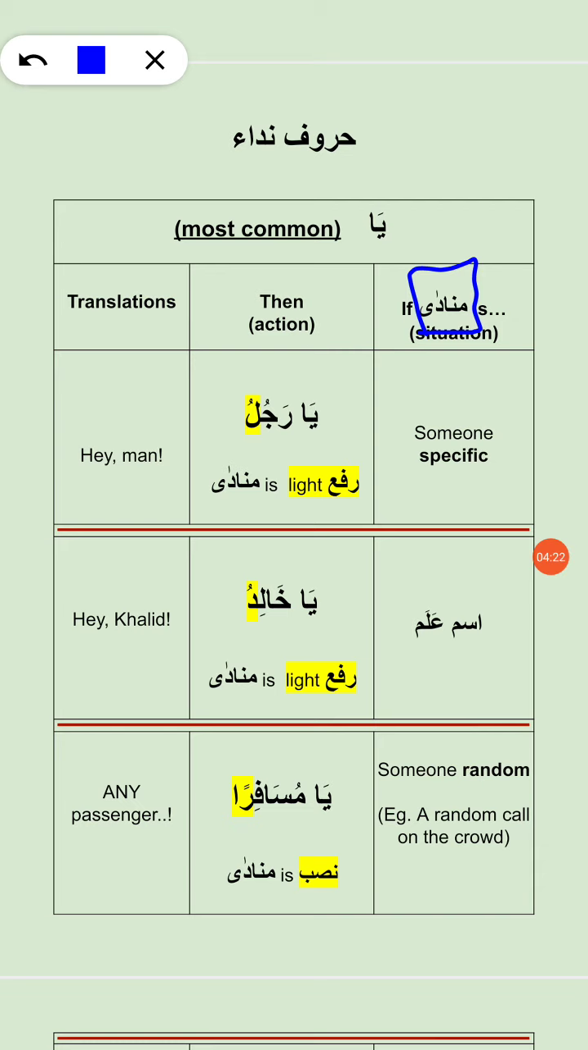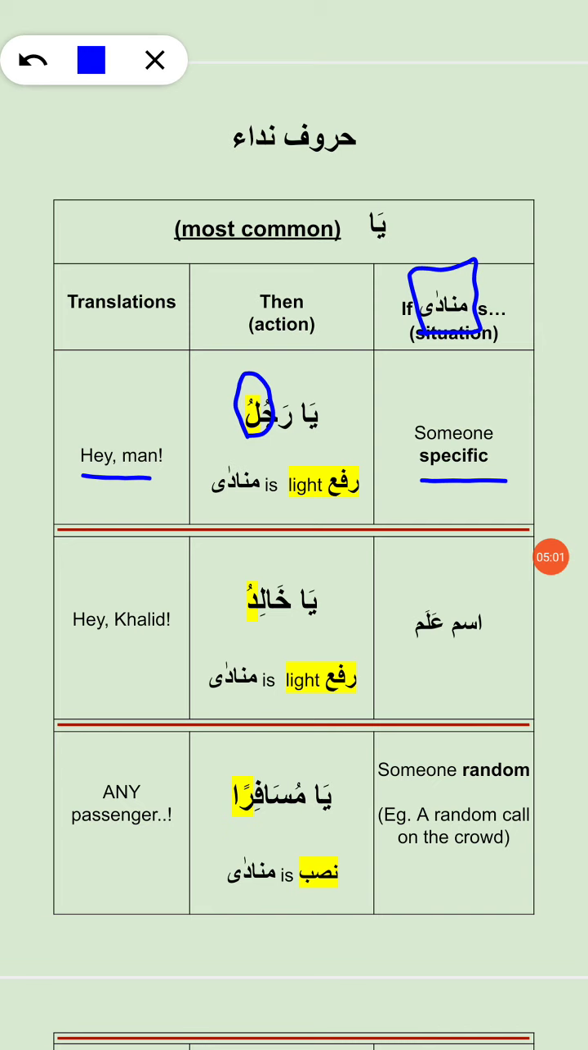So if the munada is someone specific, all right, then what do you do? You simply add ya, and then after the ya, you make the munada marfu' and light. So you take the tanween away and you replace it with a single marfu' harakat, which is only one dhamma. Okay, so that's what you do. If it is someone specific, so if there's some specific man that you're calling out to, you simply replace the tanween of munada with a single marfu' harakat, which is dhamma. So it becomes ya rajulu, hey man.